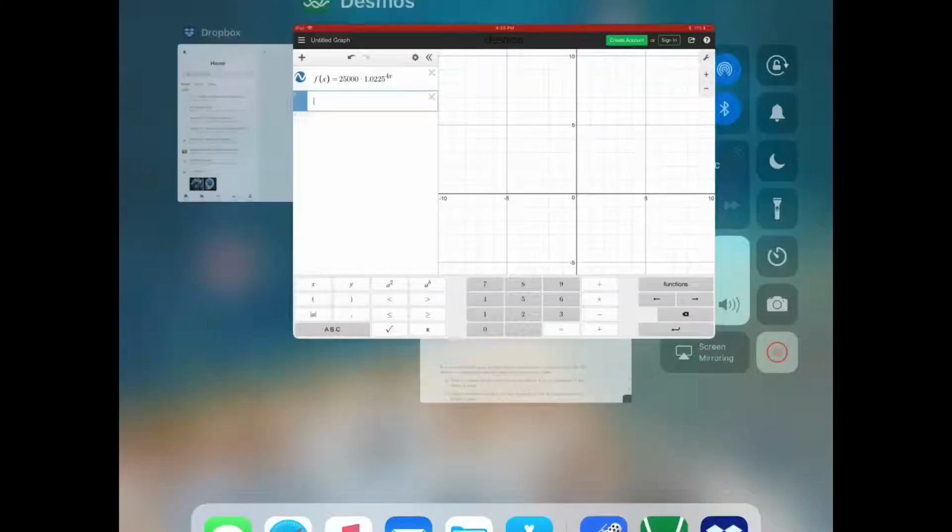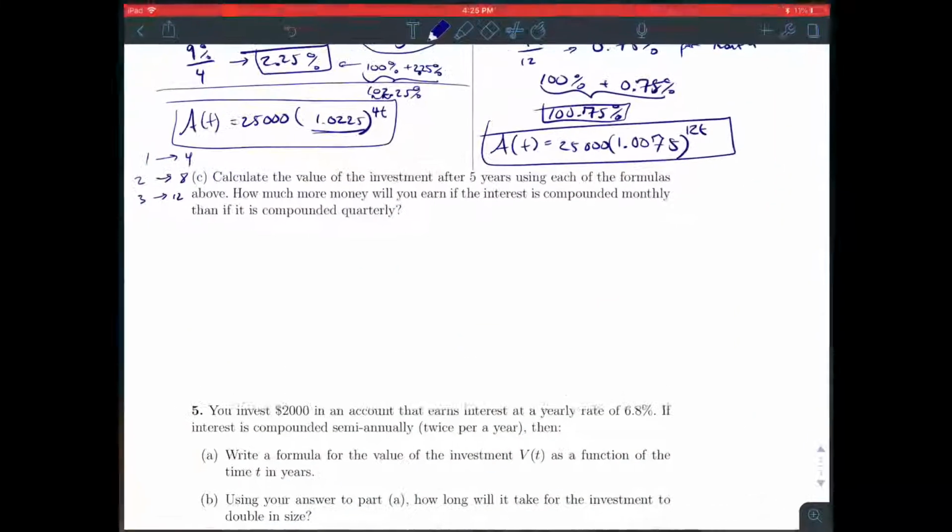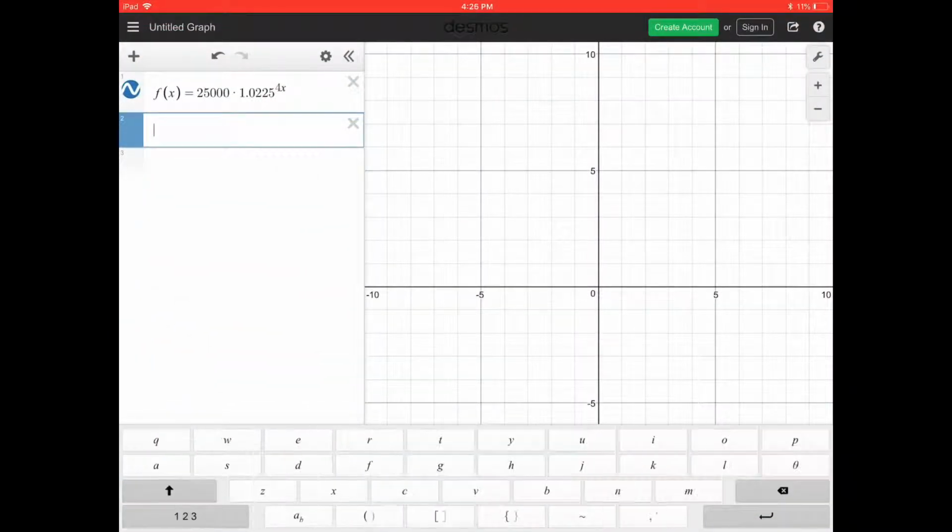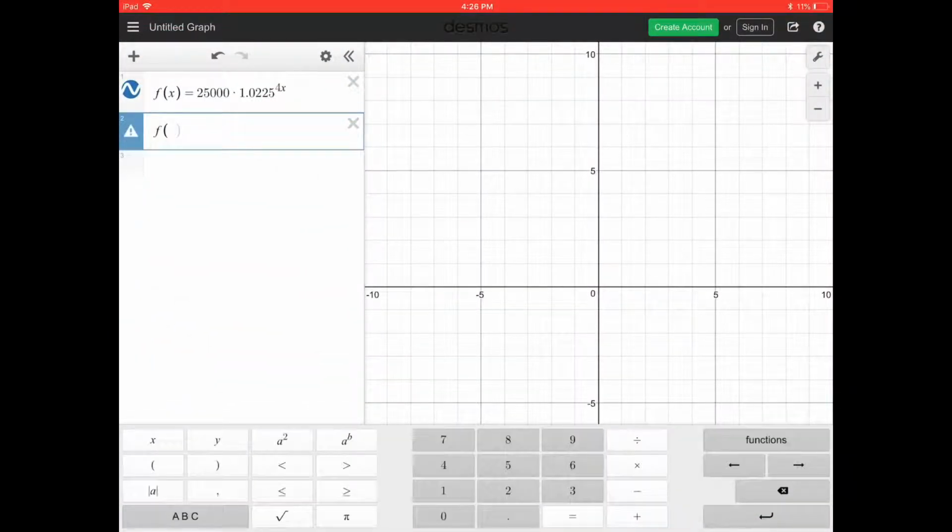So let's see. That was for part A, the quarterly one, right? Because it's the 4th power. So it looks like we're plugging in 5 years. So I'll just use function notation to do that. To plug in 5 years, we do f of 5. And that results in 39012.73.